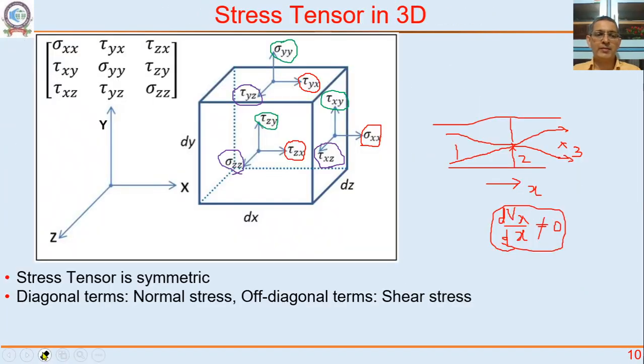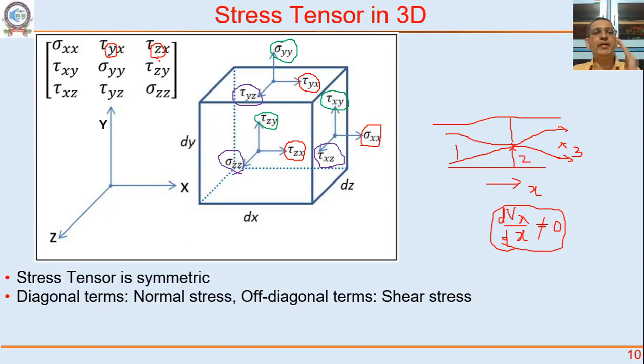Tau yx is going to act on a plane perpendicular to the y axis. It is going to have an area delta x delta z. Tau yx acts on a plane perpendicular to y, with an area delta x delta z, which is the top face and the bottom face. Tau zx is a plane at a constant z.